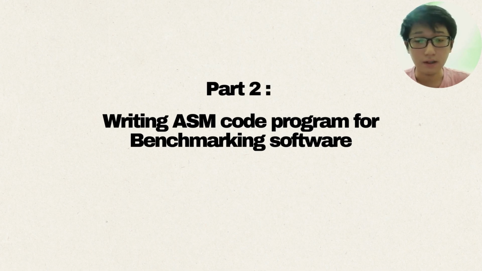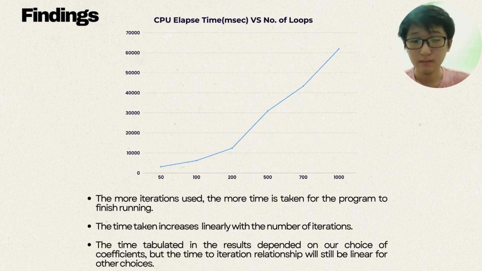Now for the assembly code program we wrote for benchmarking. Here's the line graph representing the result of running the program, the CPU elapsed time versus the number of loops. We find that the more iterations used, the more time is taken for the program to finish running. And also, we find that the time taken increases almost linearly with the number of iterations.